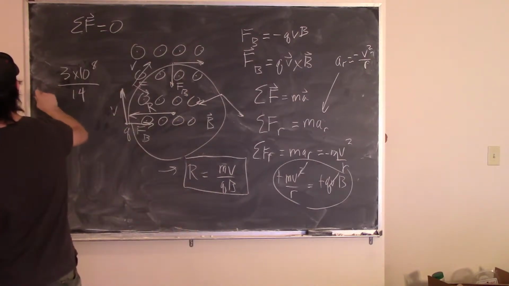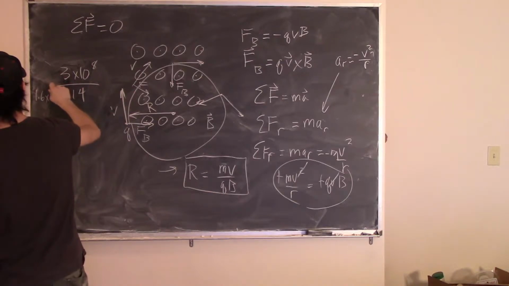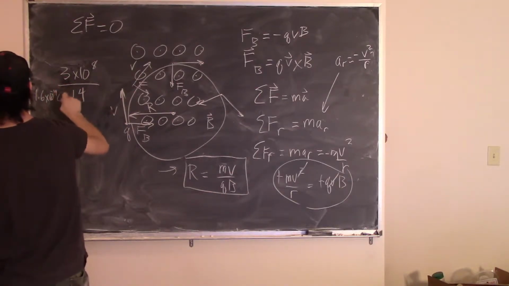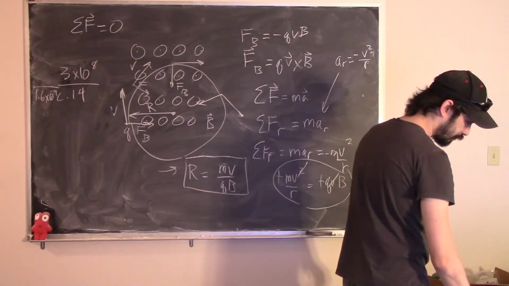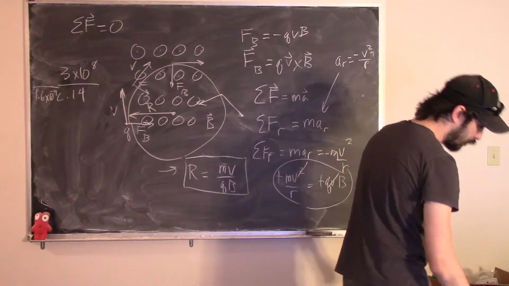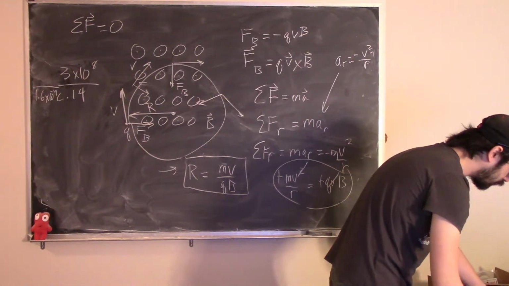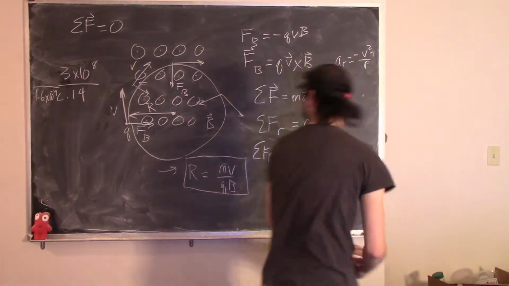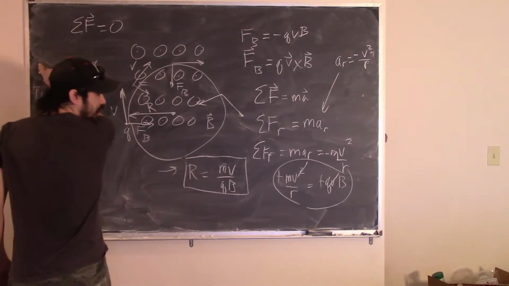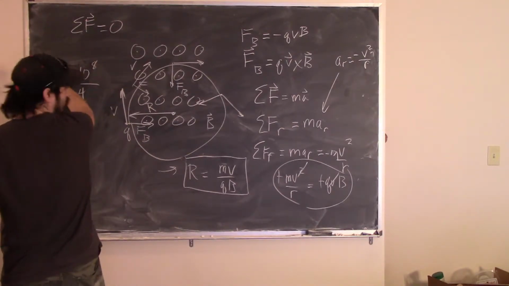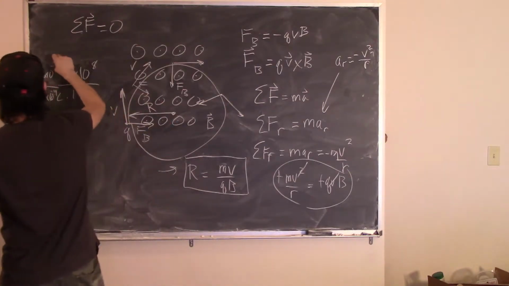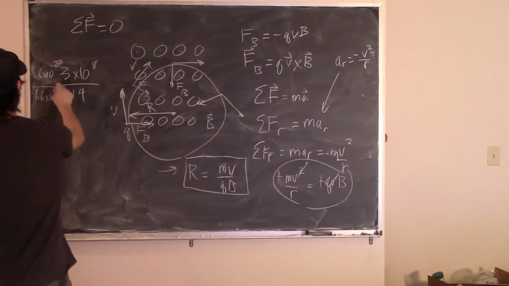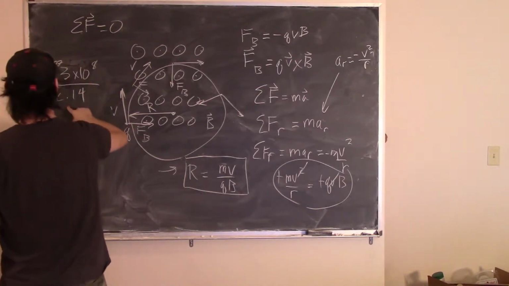So this is 1.6 times 10 to the negative 19 coulombs times, I just need the mass of a proton. Proton mass is 1.6 times 10 to the negative 27. So this is negative 19.